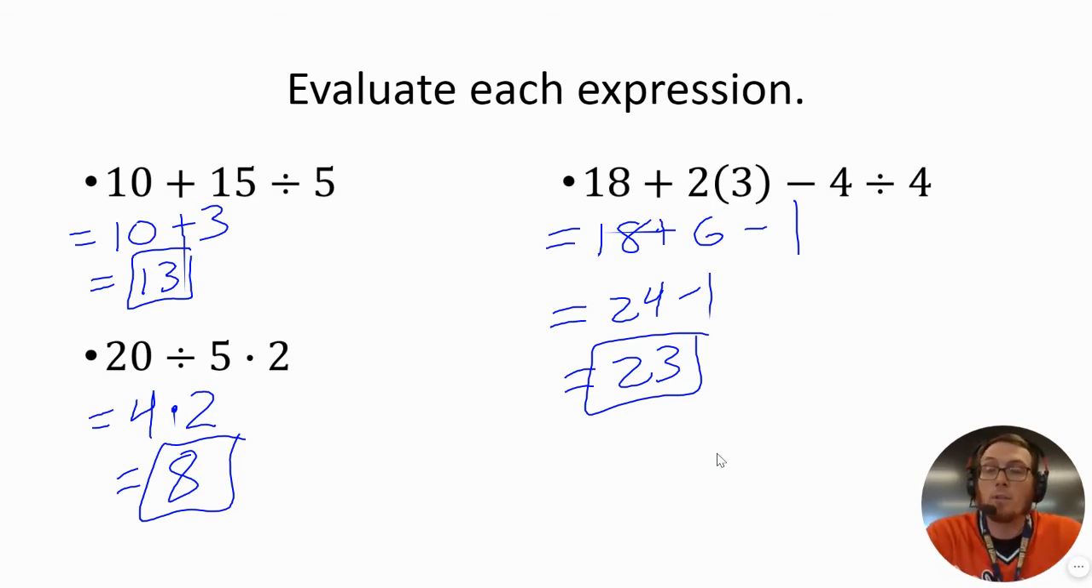Make sure you keep showing your work on these questions when you're practicing. What you don't want to do is just show an answer. We need to know what the steps are in order to find these answers.